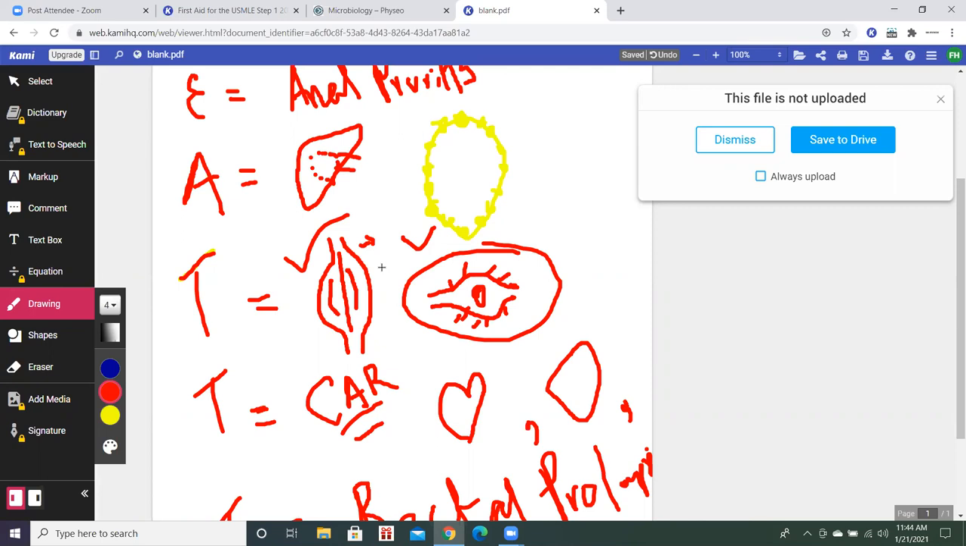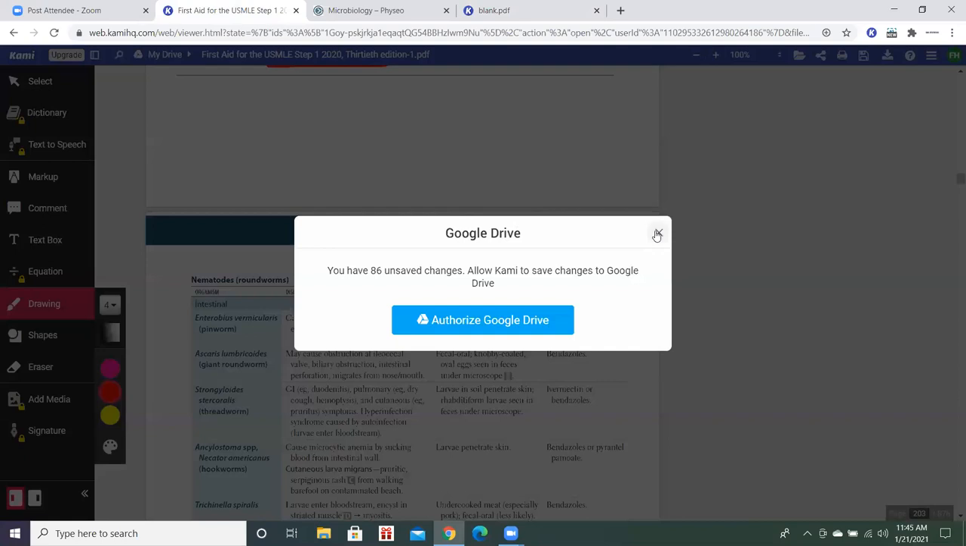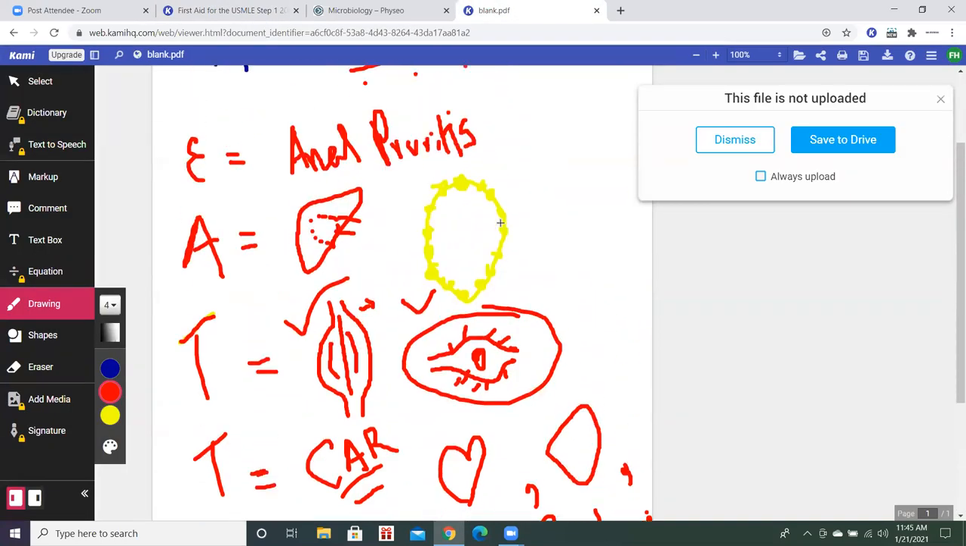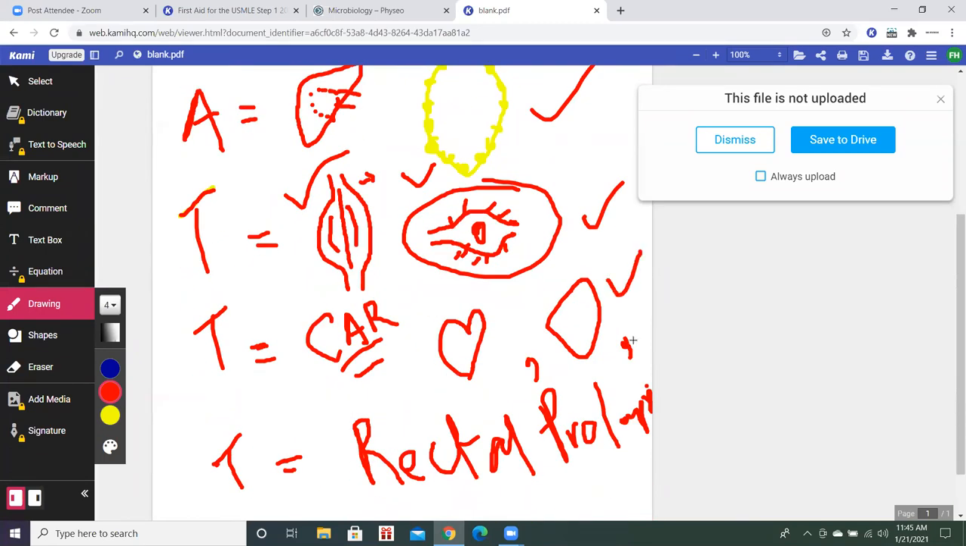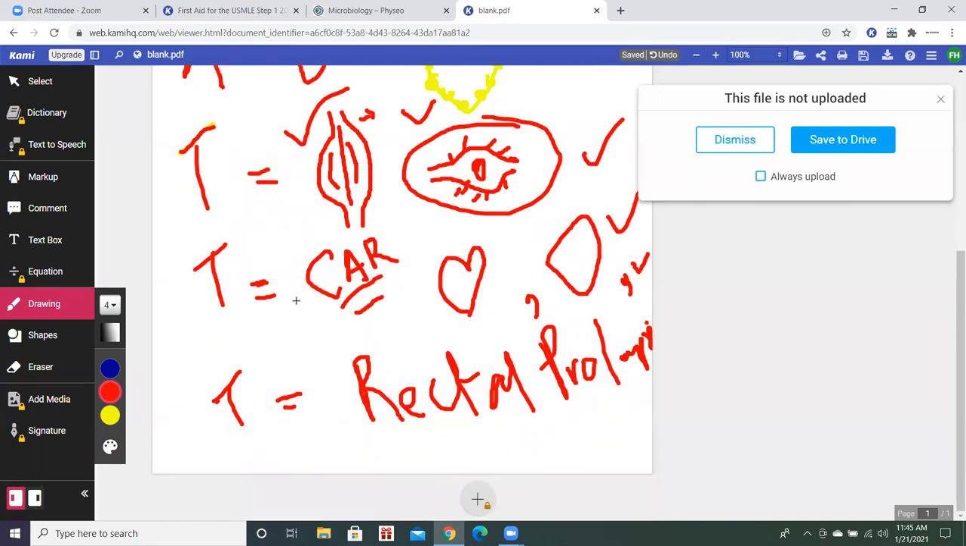The last one is Trichuris trichiura, and they can cause rectal prolapse. Okay. First of all, just let me know if you guys have understood these things or not. Have you guys understood these parasites? I have tried to make this as easy as possible. Only the high yield things that will be asked.